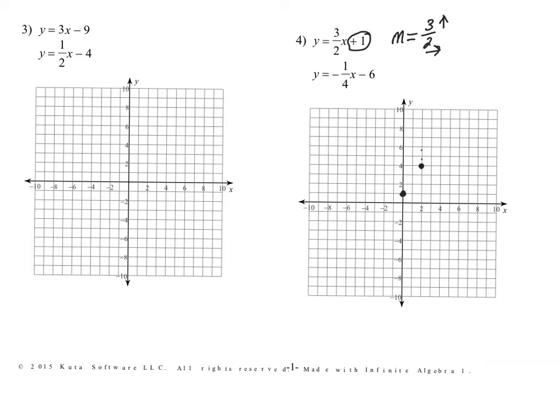1, 2, 3. 1, 2, 3, 4. Puts me here. Something didn't go right. No, it's not right 4. That's why. See, something didn't go right with my first one. It's right 2. Up 3, right 2.